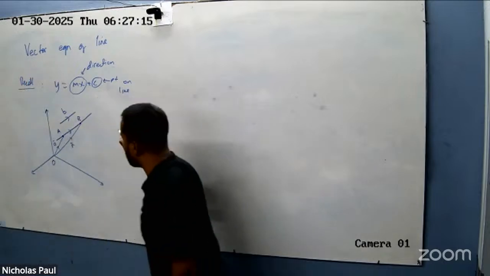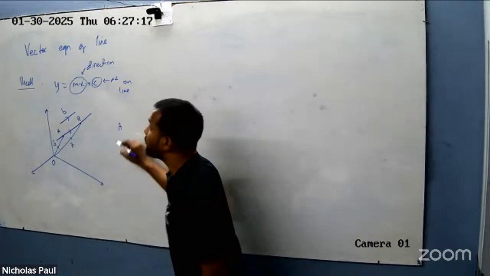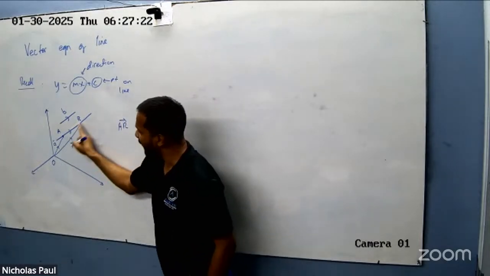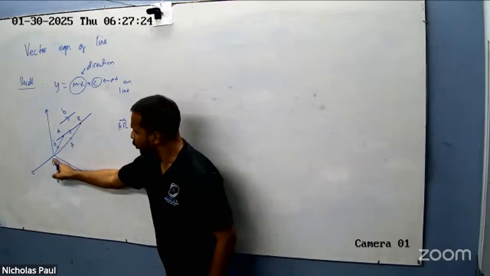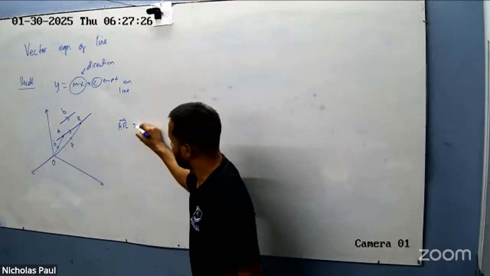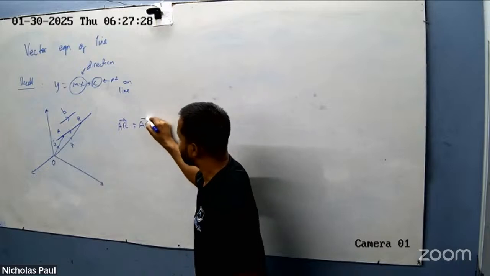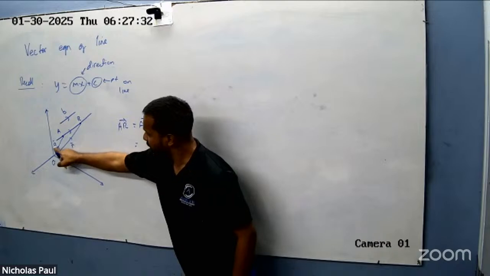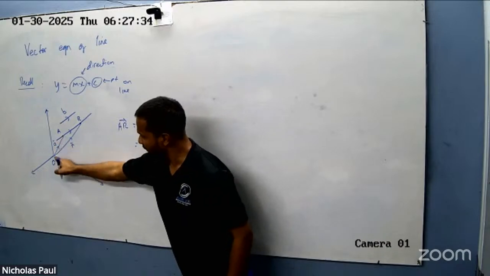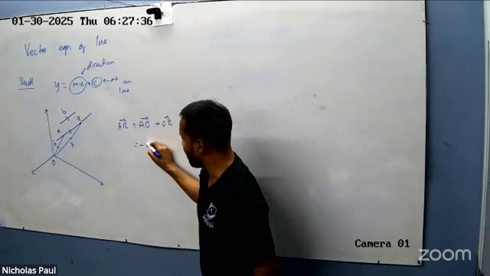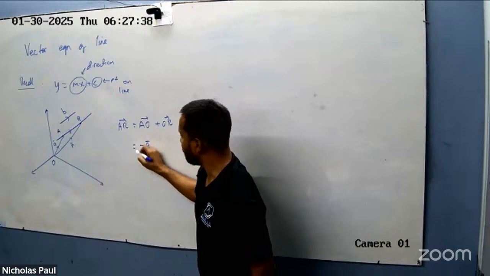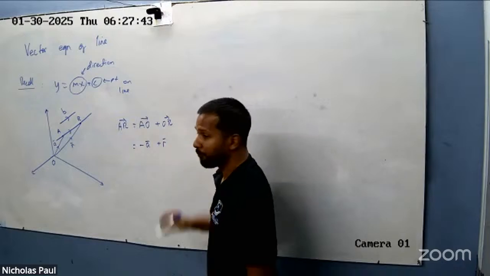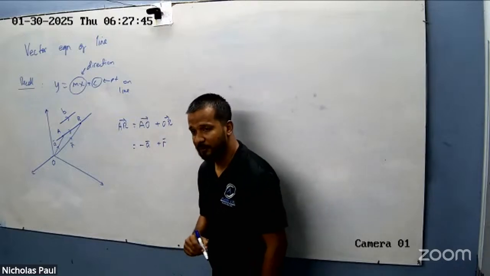Anybody can tell me what's ER? Based on our diagram, ER is E to O plus O to R. E to O is what? E to O is this way, so that's minus e. And O to R is r. Everybody okay with that?